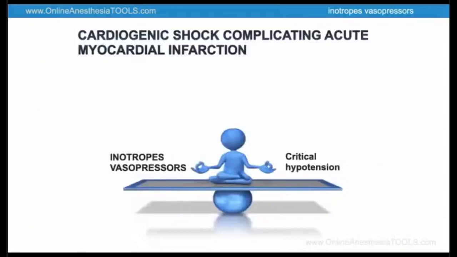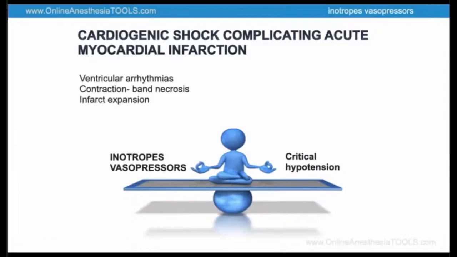Okay. Now, this is our decision-making: whether to use inotropes, vasopressors, or tolerate critical hypotension. We need to understand that inotropes and vasopressors may trigger ventricular arrhythmias and contraction band necrosis. The heart is already compromised with an infarction or loss of blood supply. Whether our extra push onto the cardiac contractility will lead to increased myocardial oxygen demand and infarct expansion, we need to keep in mind.